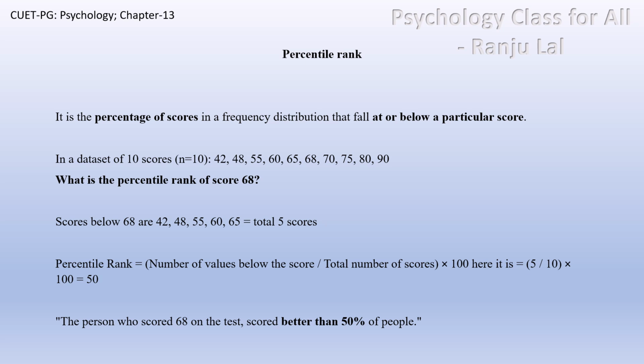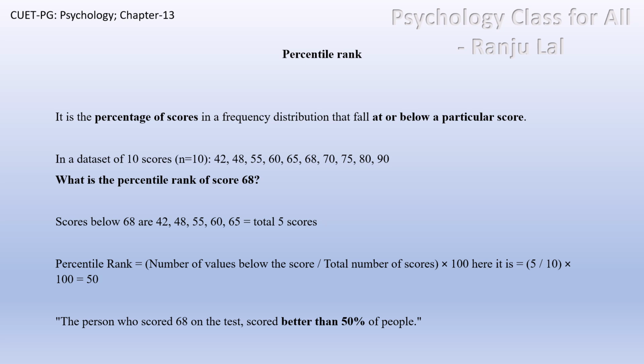For example, a client scored 45 on an anxiety inventory. If 30 out of 50 clients scored less than or equal to 45, the percentile rank will be calculated as 30 divided by 50 into 100, and the outcome is 60%. So the percentile rank of 45 is 60. Let us take another example to understand this.